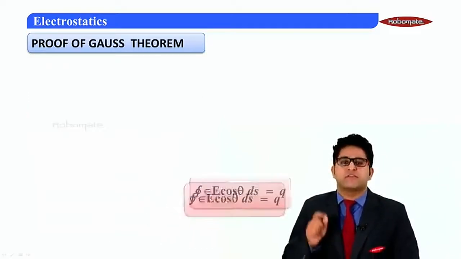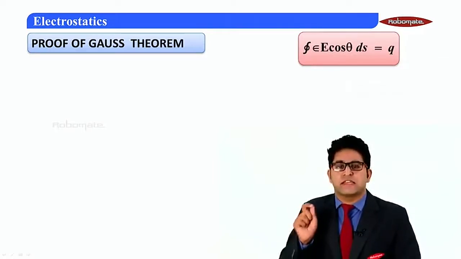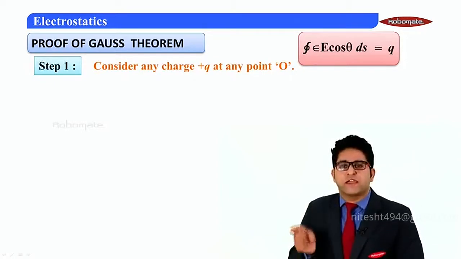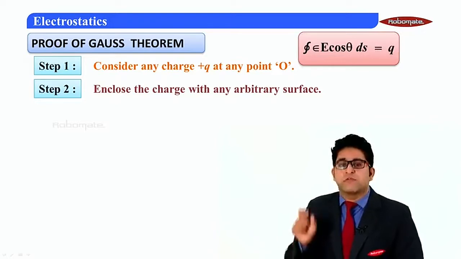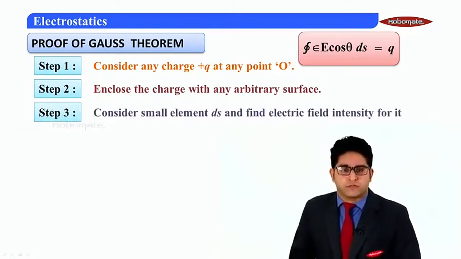Now let us see the steps that we'll be using for the proof of Gauss theorem, right? First step, we need to consider any charge plus q and place it at point O. Second step, we need to enclose this charge by any arbitrary surface. And third step, we need to consider a small element and find the electric field intensity for it, right?